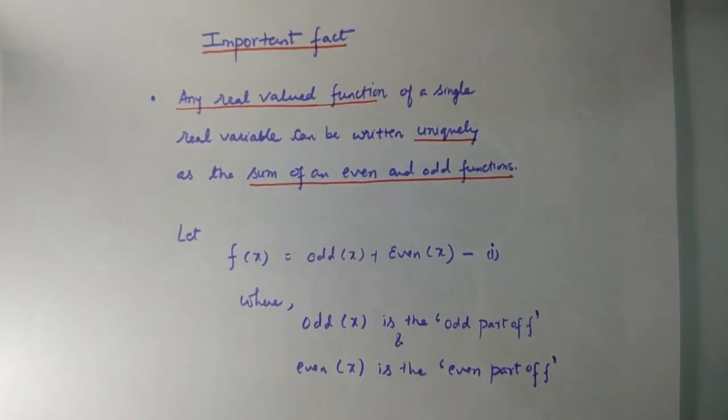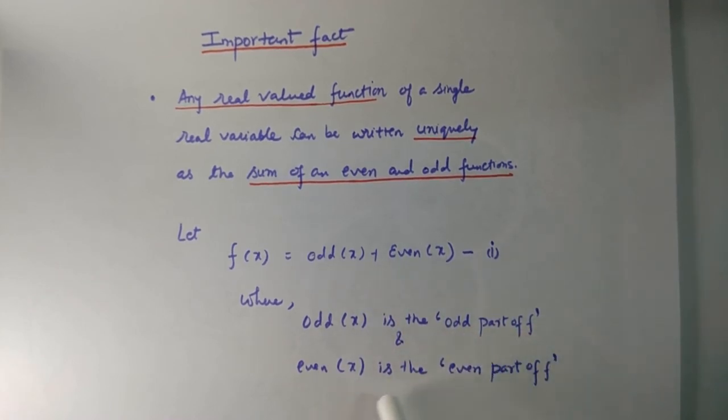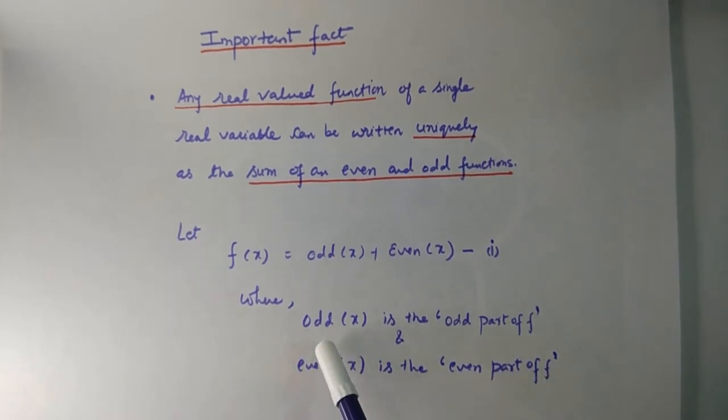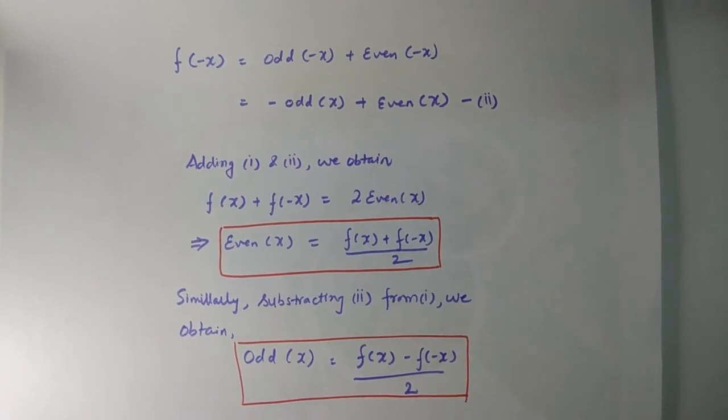At this point, let me make an important remark. Any real valued function of a single real variable can be written uniquely as the sum of an even and odd function. That is, f of x can be written as odd of x plus even of x, where odd of x is a function which is called the odd part of f, and even of x is a function which is called the even part of f. As the name suggests, odd of x is an odd function and even of x is an even function. Let us figure out what these odd and even parts of the function f are.